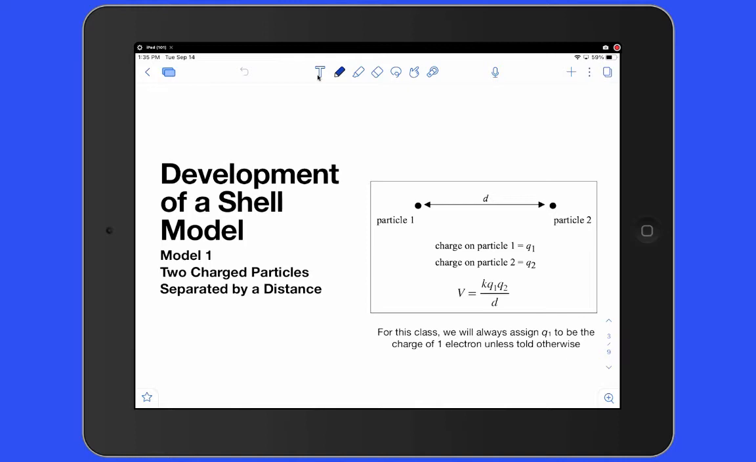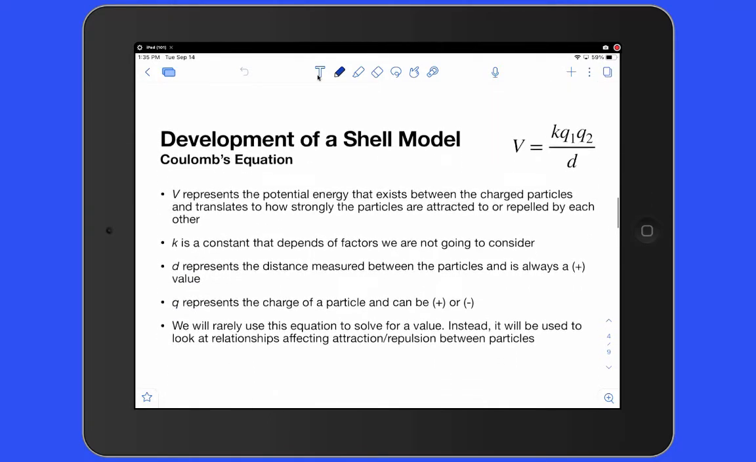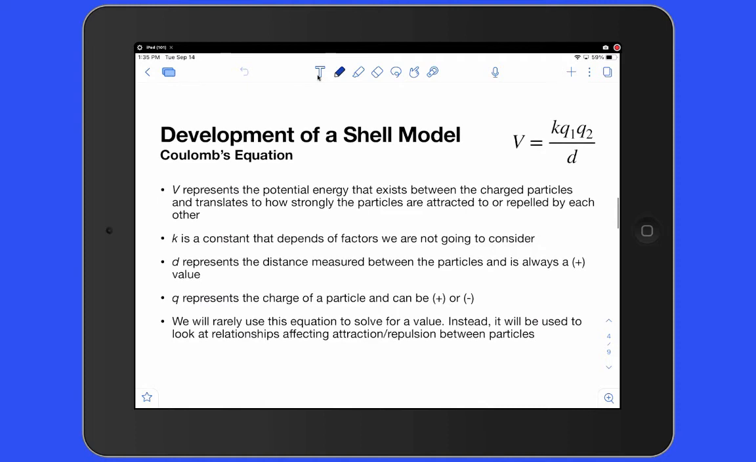So last time in class we introduced Coulomb's Law, which is described by the equation V equals K Q1 Q2 divided by D. The V represents that potential energy. And we talked last time about how that value can be positive or negative, and whether it's positive or negative determines whether it's an attraction or repulsion. If it was a negative value, it's going to be an attraction. If it's a positive value, it's going to be a repulsion.